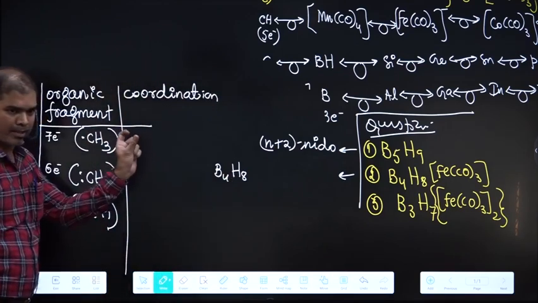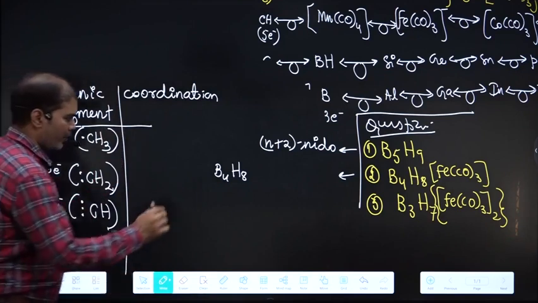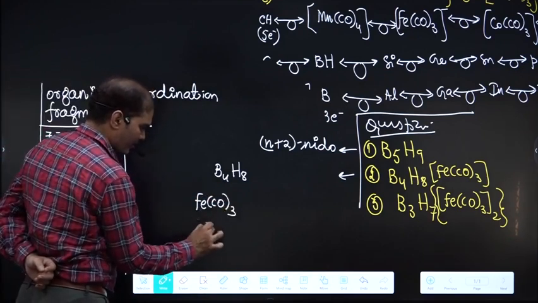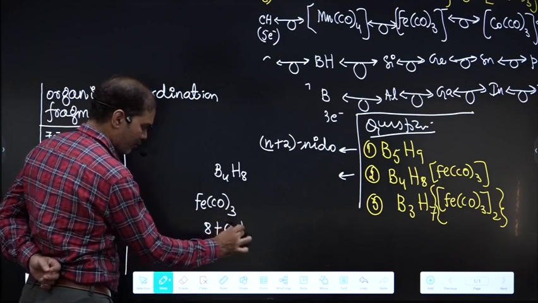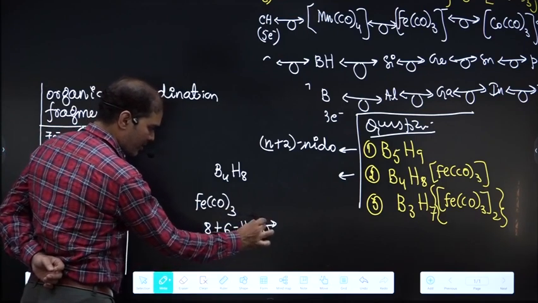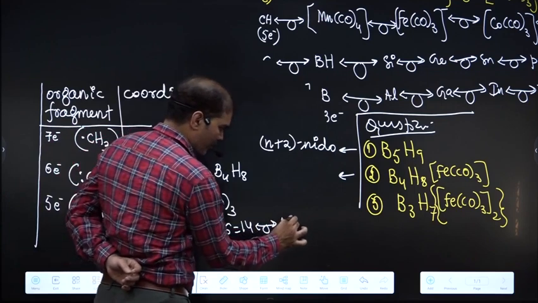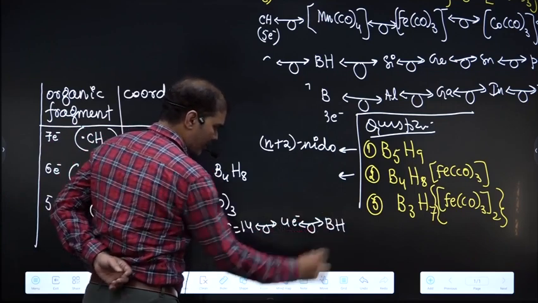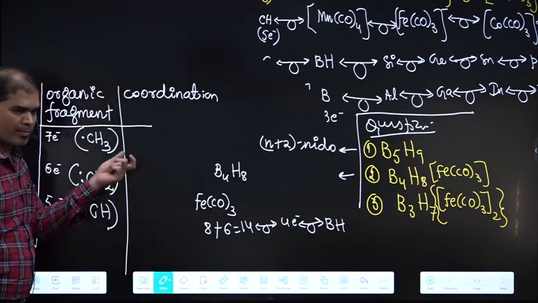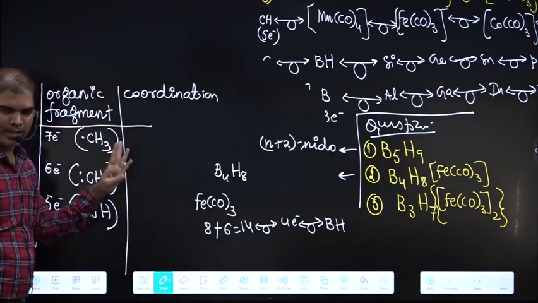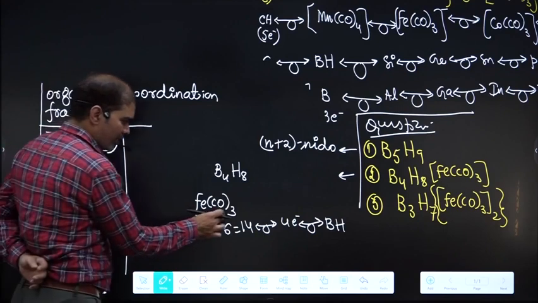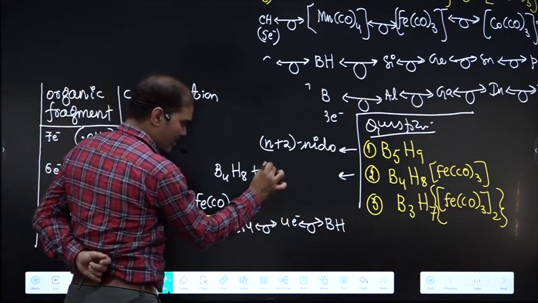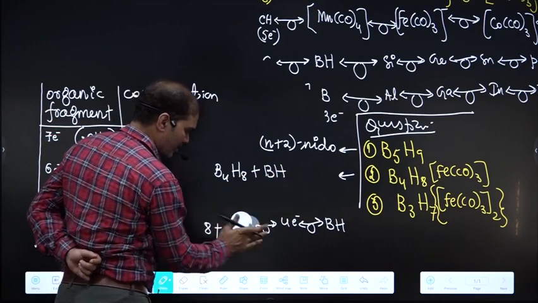What is the other fragment? FeCO3. FeCO3 means how many electron system? 8 plus 14. A 14 electron system is isolobal with a 4 electron system. So everything you convert into borane terms, because the question is about borane. So FeCO3 is isolobal with BH. So this plus a BH. Okay, that is your question.